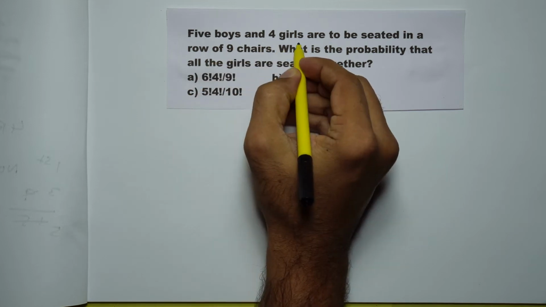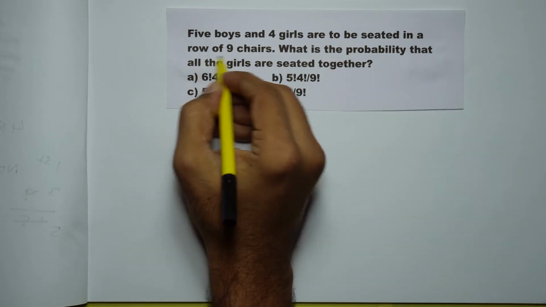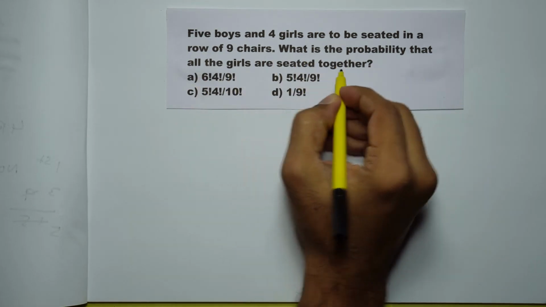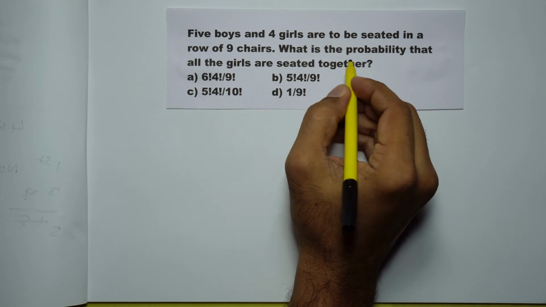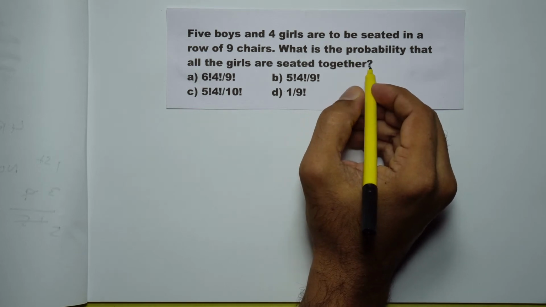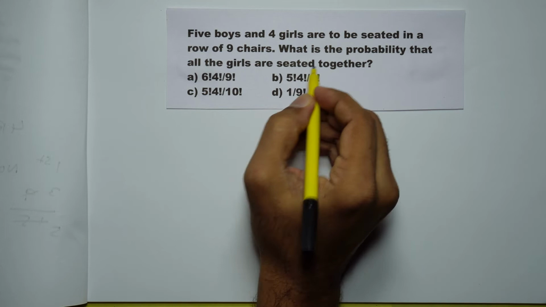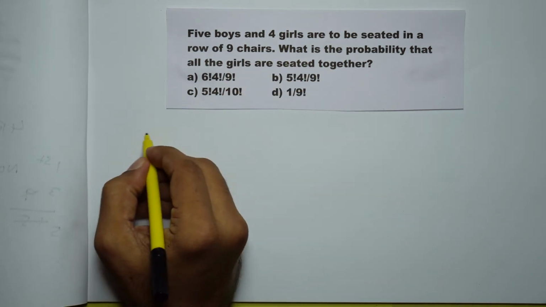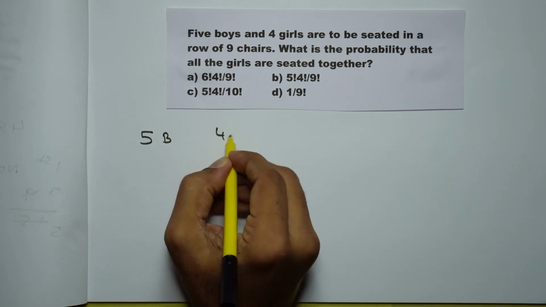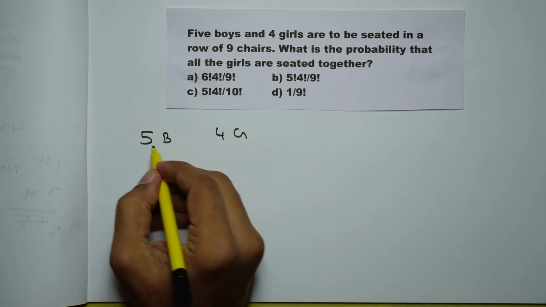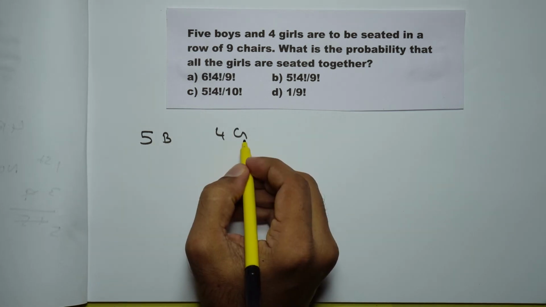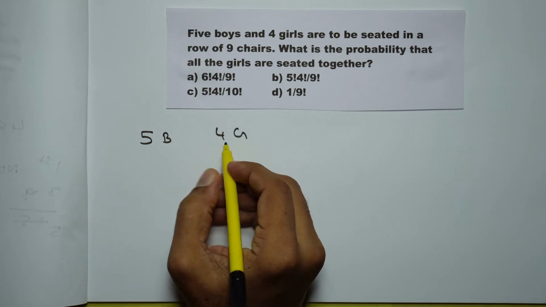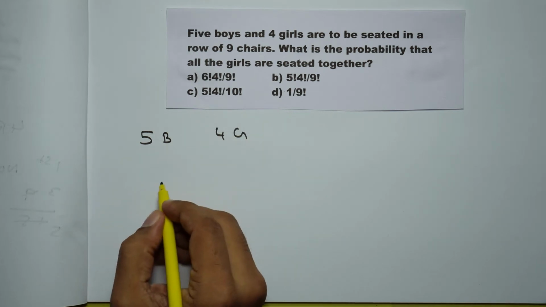5 boys and 4 girls are to be seated in a row of 9 chairs. What is the probability that all the girls are seated together? So probability is commonly calculated as number of favorable outcomes by total number of outcomes. First of all, we'll find out the total number of outcomes. That is, 5 boys are there and 4 girls are there. So basically 9 people are there and they are all different. Just because they are boys doesn't mean that they are the same. All the boys are different, all the girls are different. So 5 plus 4, 9 of them are there.